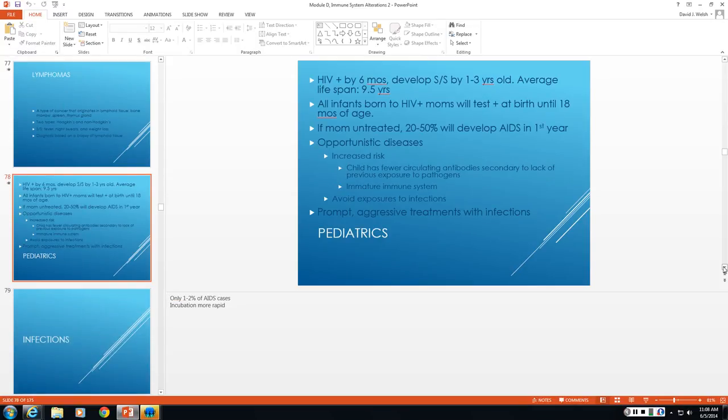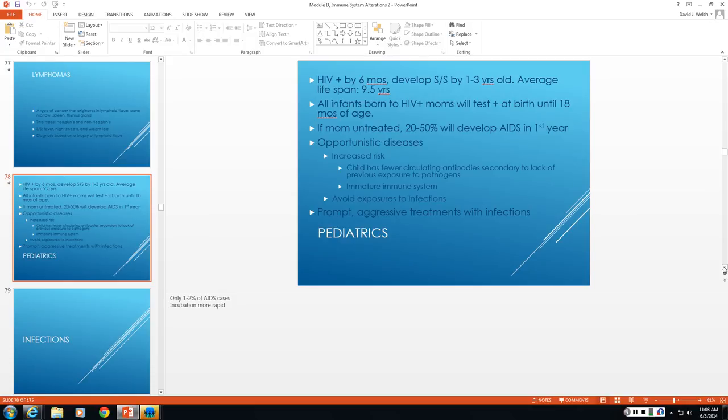Now in pediatrics, HIV in infants is usually going to be detected in the first 6 months. They're going to develop signs and symptoms by 1 to 3 years old. Their average lifespan is going to be 9.5 years. Now, all infants born to HIV positive mothers will test positive at birth until about 18 months of age.